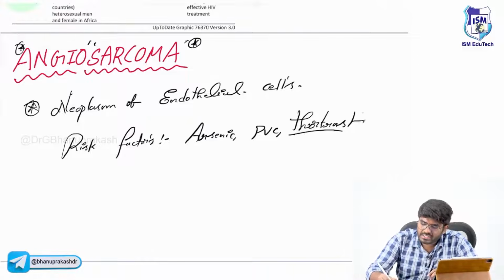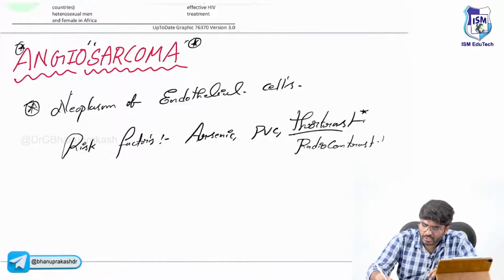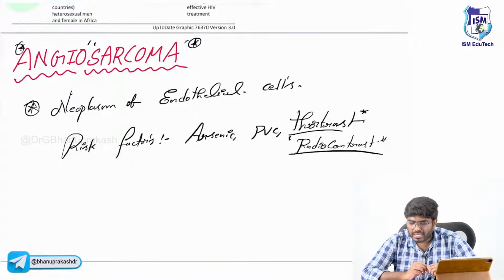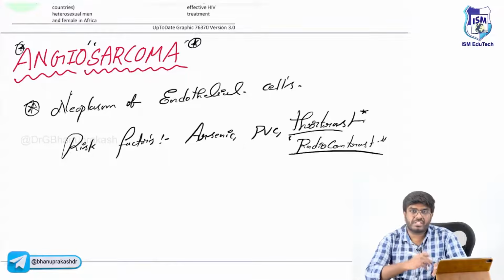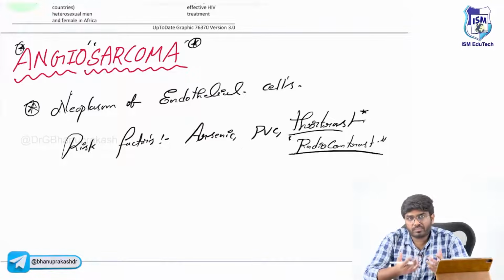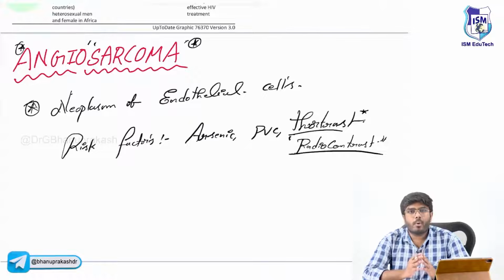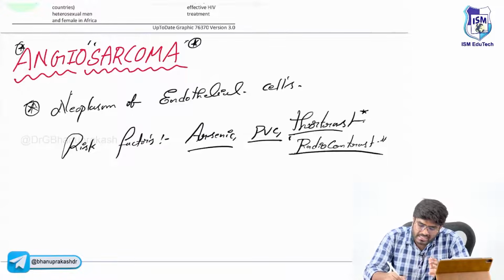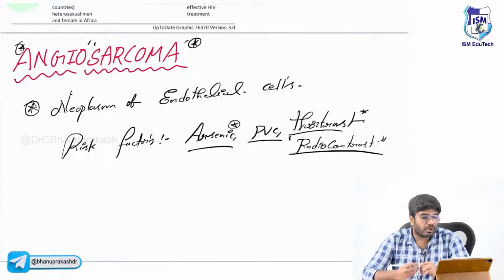What exactly is Thorotrast? It's a radio contrast agent used by the radiologist for getting better films. It's a radio contrast agent which is injected into the body. So Thorotrast exposure can lead to angiosarcoma. Polyvinyl chloride can lead to angiosarcoma, and arsenic poisoning can lead to angiosarcoma, sir.